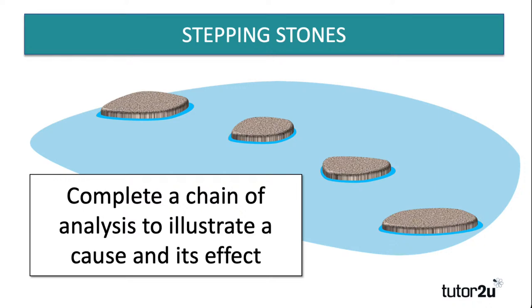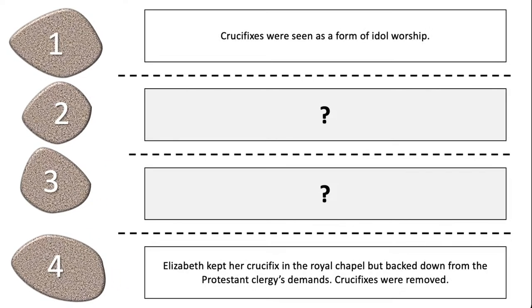Yeah. So what we'll do with stepping stones is we've got two basically. One focuses on the crucifix controversy, and the second focuses on the vestments controversy. This looks at, again, how are things difficult for Elizabeth to enforce? Why are they difficult to enforce? We give the first and fourth answer, so the beginning and end of the situation, and you need to try and work out what the next stages are.